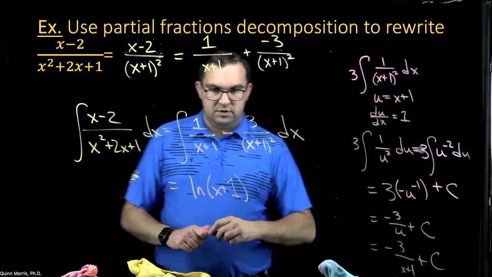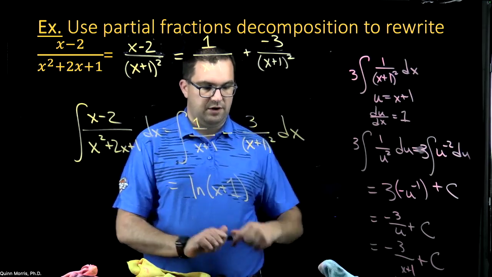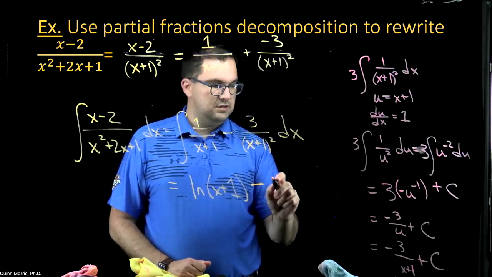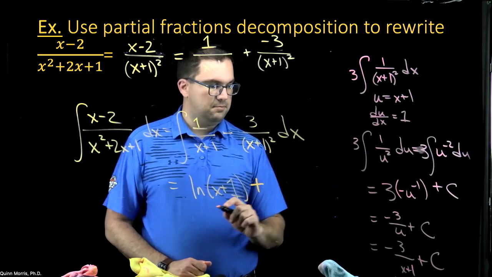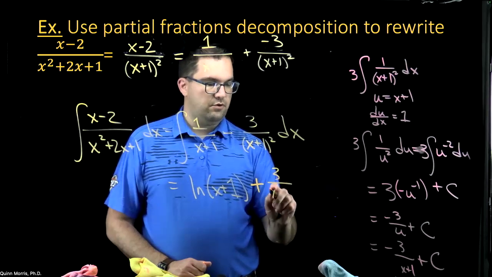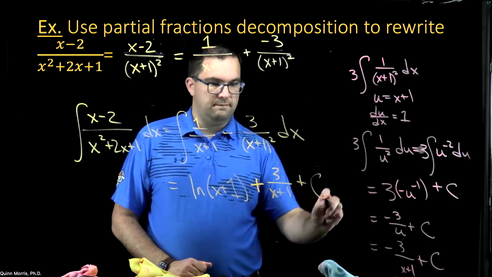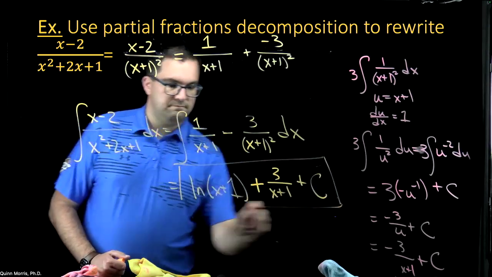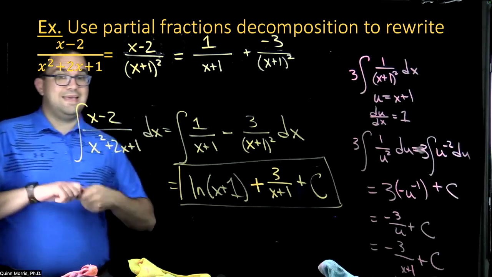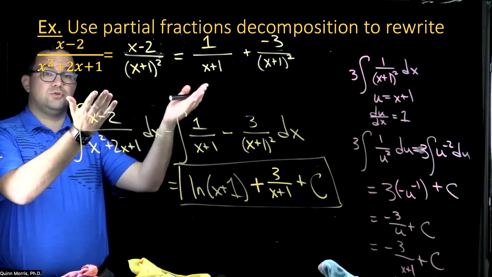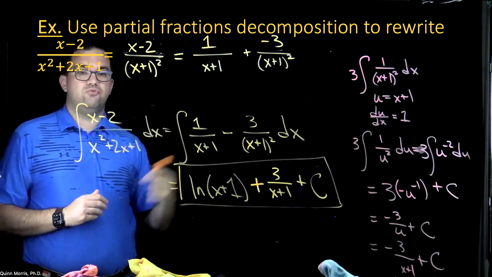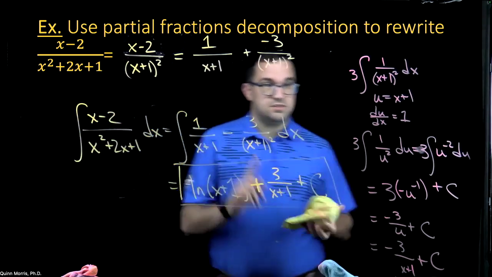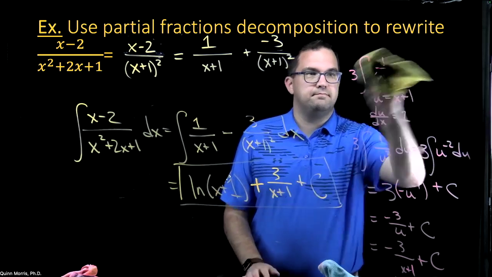Now, here we had a minus, so let's be careful. Minus, and then the antiderivative of this is negative, so that becomes a plus 3 over x plus 1 plus c. So again, the key here is to do some clever algebra to rewrite your integrand, and now you've broken it up into integrals which are easier to deal with. Again, it's not easy, but easier.